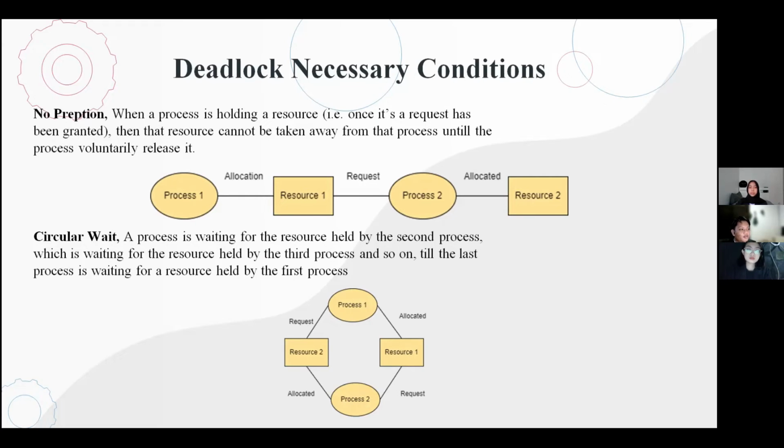The fourth one is circular wait. A process is waiting for the resource held by the second process, which is waiting for the resource held by the third process, and so on, till the last process is waiting for the resource held by the first process.